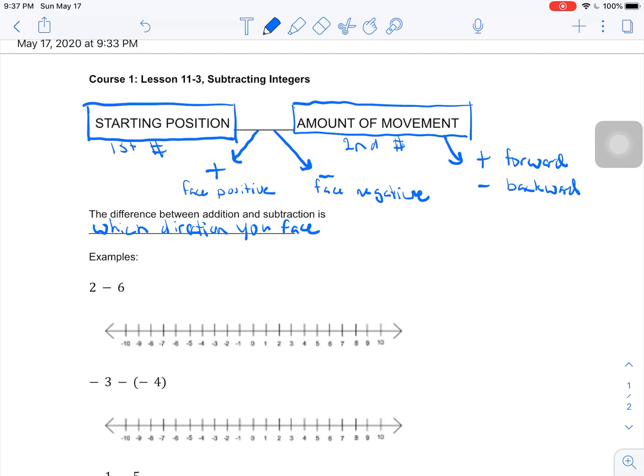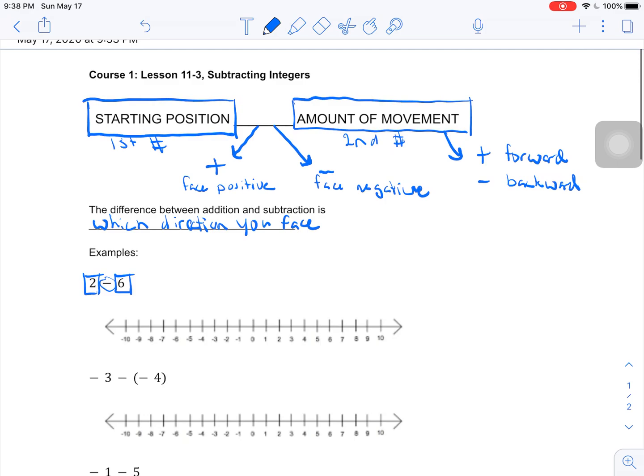According to the model. So we're going to look at some examples of subtraction so you can look at how this works. So we've got a subtraction problem here. So we have to look at our starting number and then our amount of movement for the subtraction problem. So our starting number is a 2 right here. But because we're subtracting, we are going to face this way. So before we were facing towards the positive numbers, but now we are going to turn our guy around and make our person face the negative direction. So that's the difference between adding and subtracting, is that now we're facing the other way.